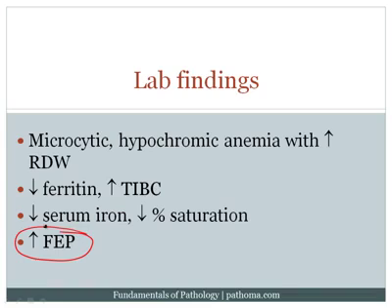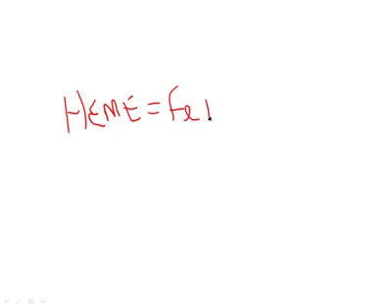Now, what do I mean by the free erythrocyte protoporphyrin? Recall that basically heme, correct, this is heme. Heme consists of two components. It consists of iron plus protoporphyrin. In an iron deficiency anemia, the iron is down. But is there any problem in iron deficiency anemia with the production of protoporphyrin? The answer is no. The protoporphyrin is normal.